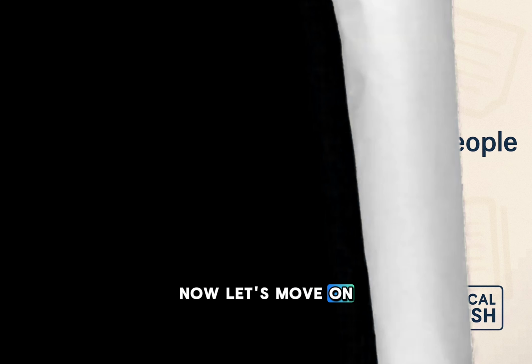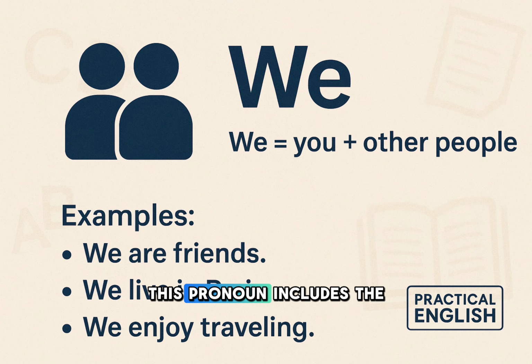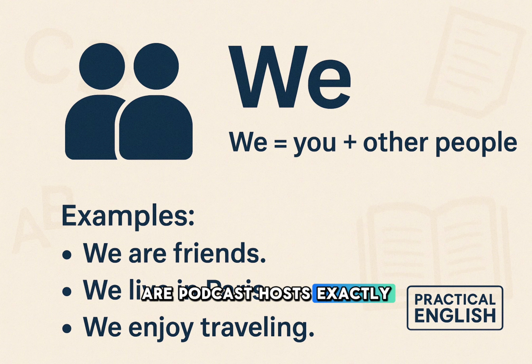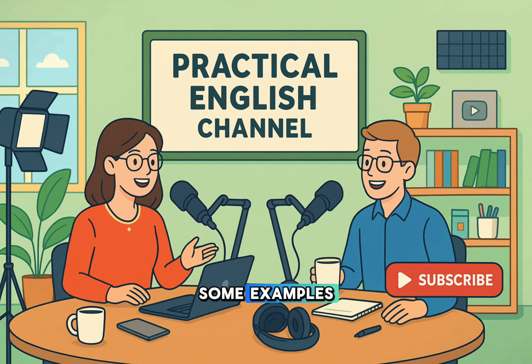Now let's move on to we. This pronoun includes the speaker and at least one other person. For example, Anna and I are recording this podcast together. We can say, we are podcast hosts. Exactly. Or, my family and I live in a small town. We love it there.